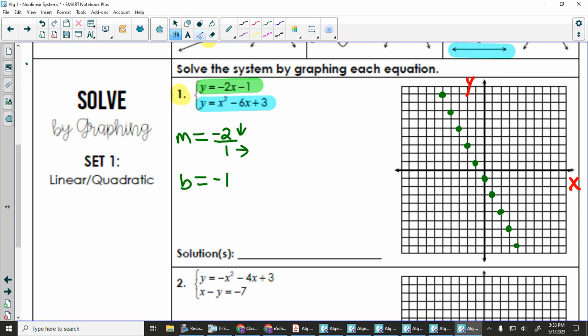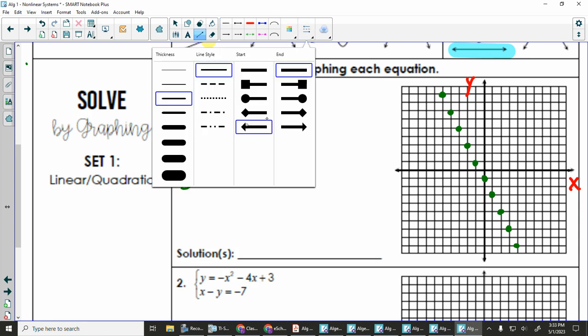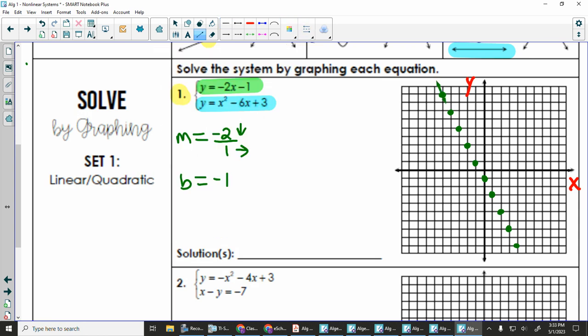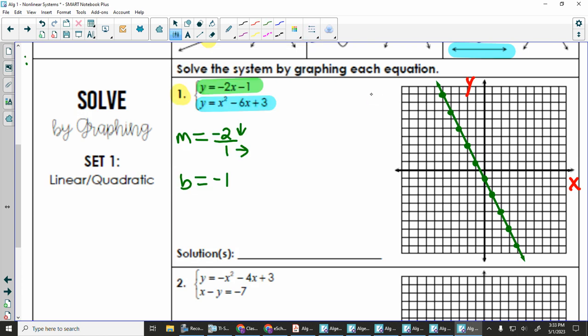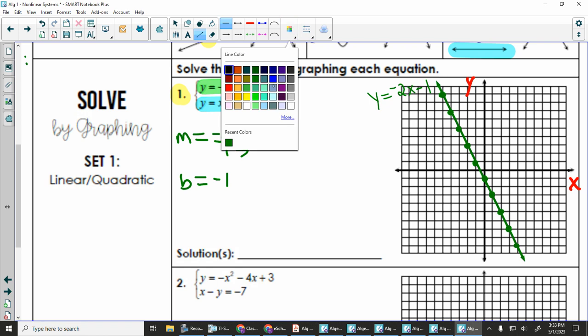Okay, connect your dots as neatly as possible. Make sure you have arrows on both ends, indicating that the graph does go on forever, we just ran out of room. Also, make sure that we label this: it was the equation y equals negative 2x minus 1. Okay, so for linear equations, we just need our slope and y-intercept. Now, for my quadratic equations, we usually use our calculator to help us make a table of values.